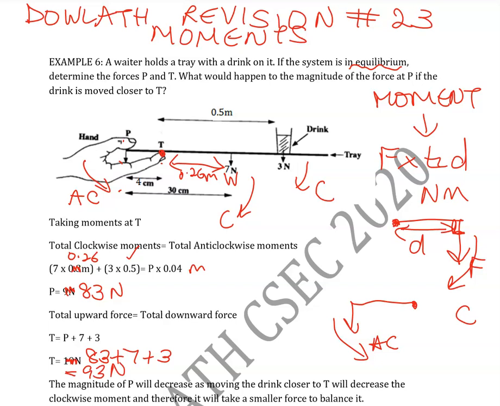All right. The last part says, what would happen to the magnitude of the force if the drink is moved closer to T? If the drink is moved closer to T, then you would have had a smaller clockwise moment and therefore a smaller anti-clockwise moment needed to balance it. Because if moment is force by distance and you have decreased the distance between your drink and your pivot, then you are decreasing the moment. Okay, all right, so this is just a basic application question.